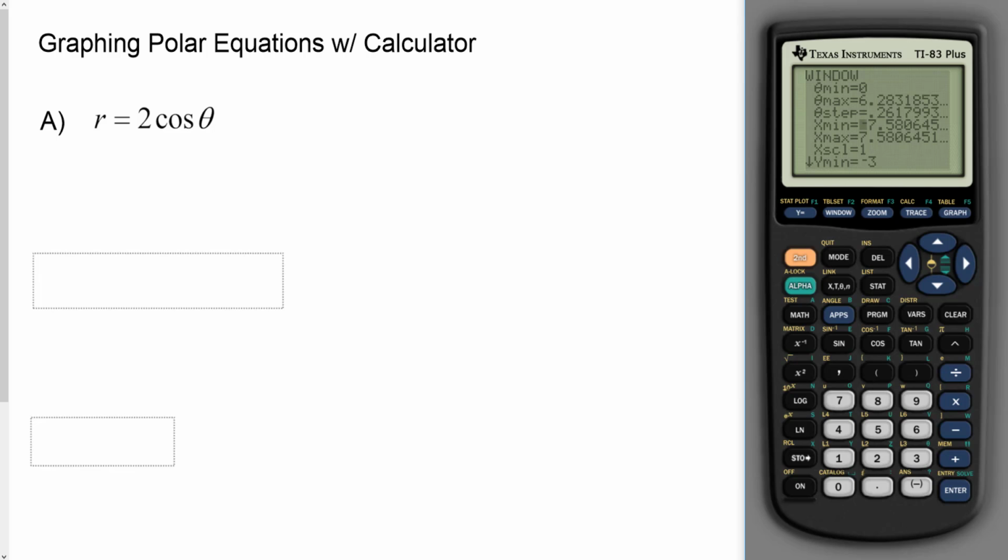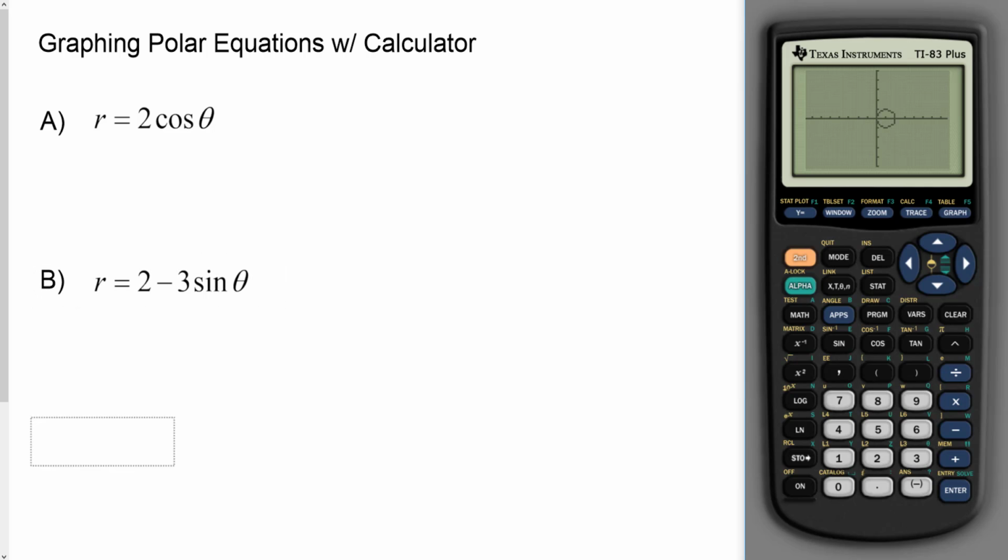Theta step, I'm going to leave that as it is. It's pi over 12. And then I'm going to go to zoom and square, and it will adjust those X and Y pixels accordingly. And so there's my graph, a little bit more zoomed in. Now, let's try a different one.